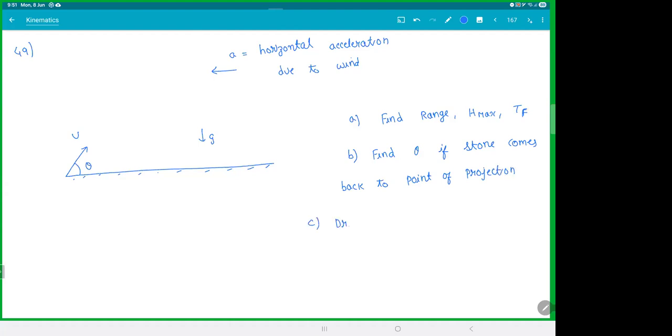Draw the trajectory for different values of A. Let's say A is negative, A is left-hand side, A is right-hand side, A is very large, A is very small. So roughly, how will the pictures look like? Because A is a variable, right? It can be positive or negative.